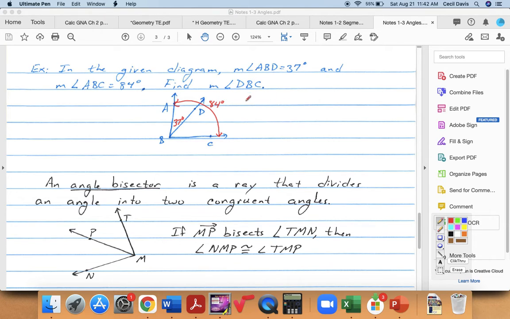Well, the angle addition postulate tells me that the measure of the two smaller angles added together, the measure of ABD plus the measure of angle DBC, gives me the measure of the whole angle, angle ABC. Well, ABD is 37. DBC is what I'm looking for. ABC is 84. So I just have to subtract.